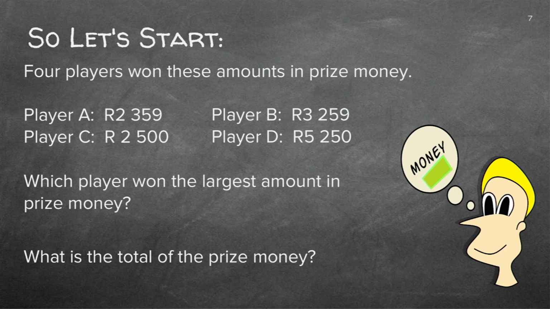Okay, so let's start. 4 players won these amounts in prize money. Player A, 2,359 Rand. Player B, 3,259 Rand. Player C, 2,500 Rand. Player D, 5,250 Rand.